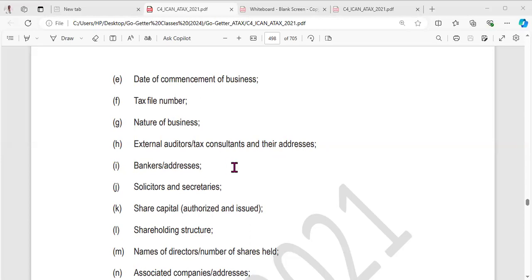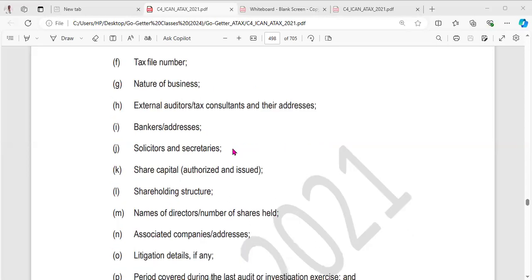Your bankers and addresses. Some people don't want to give their bankers because they know they are going to be called upon to bring statements, that bank statement that you are trying to hide. Some of them will not want to provide all their bankers and their addresses. Their solicitors and secretaries, some small companies do not have that. We also have share capital, authorized and issued. Nowadays, there is nothing like authorized and issued separately. Both of them are the same.